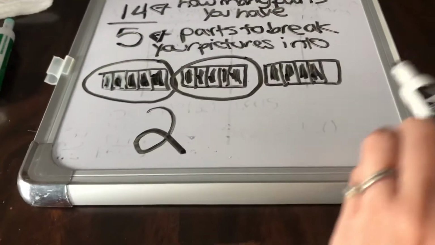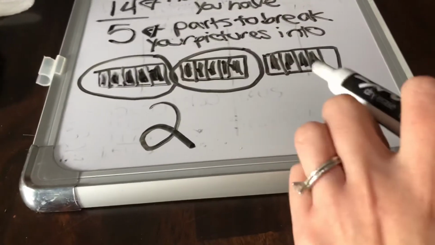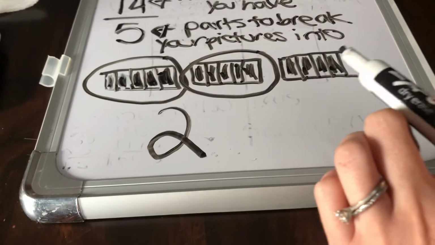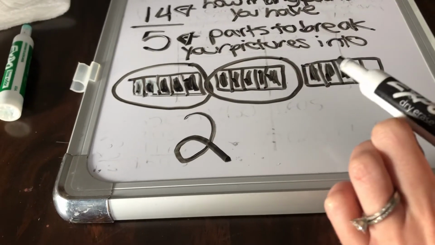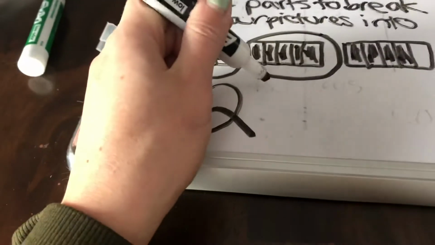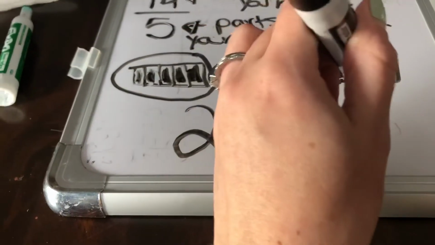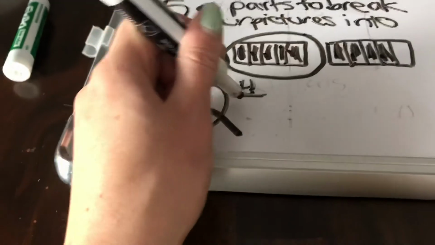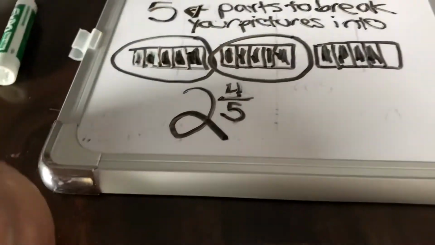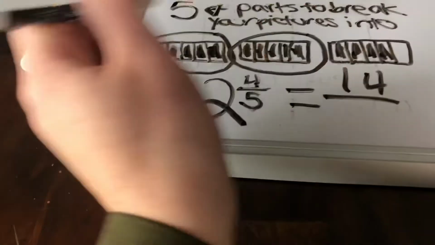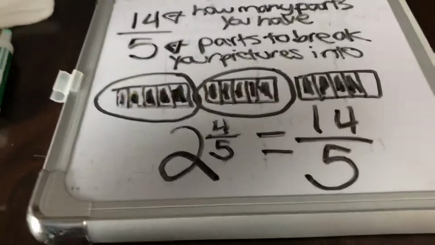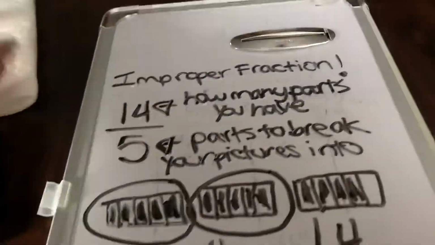Now, this last rectangle is always going to give you your proper fraction information. So you're going to look and you're going to see how many parts did you shade in? 1, 2, 3, 4. So that's the top number in your fraction. And then how many total parts are there? That's always going to be the bottom number. So 5 is your denominator. So what we can say is that 14 out of 5 is equal to 2 and 4 out of 5. Okay, and that is called the picture method.